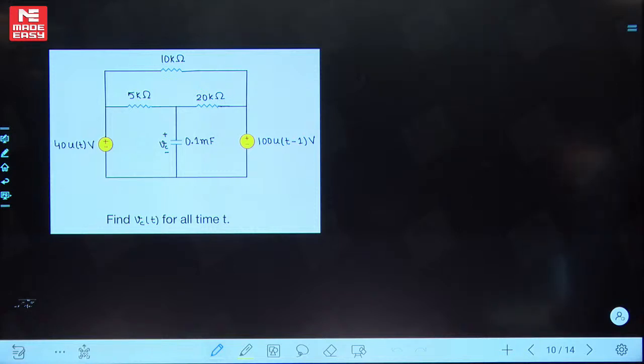Good. Okay, quickly see this question because there is one twist in this question. Quickly see this. Take 10 seconds. I'm going to solve this then.